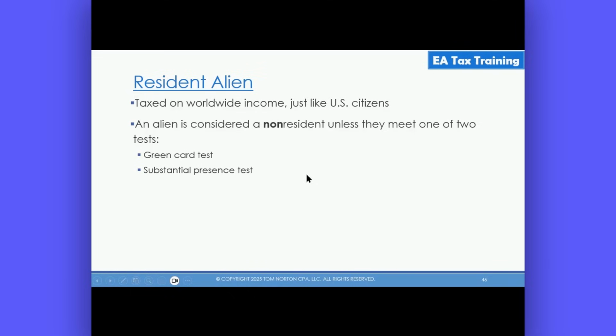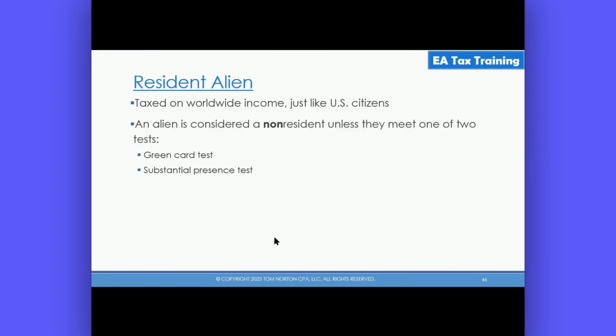So let's talk first about resident aliens. If you are considered a resident alien, then you are going to be taxed just like a U.S. citizen, which means you are taxed on your worldwide income. So if you are a U.S. citizen or you are a resident alien, then you are going to be taxed on your income no matter where it comes from, whether it comes from the United States or it comes from outside of the United States. You are taxed on that income as a U.S. citizen or resident alien.